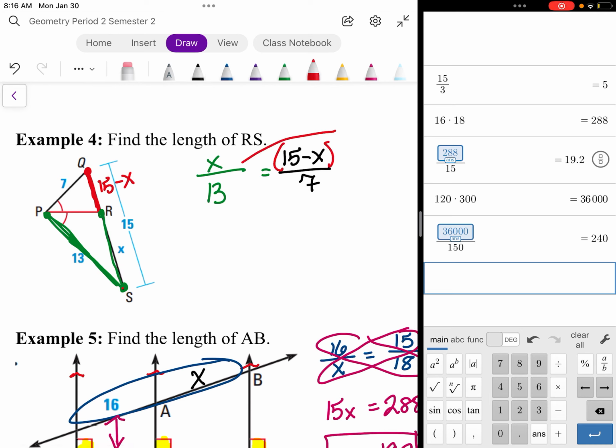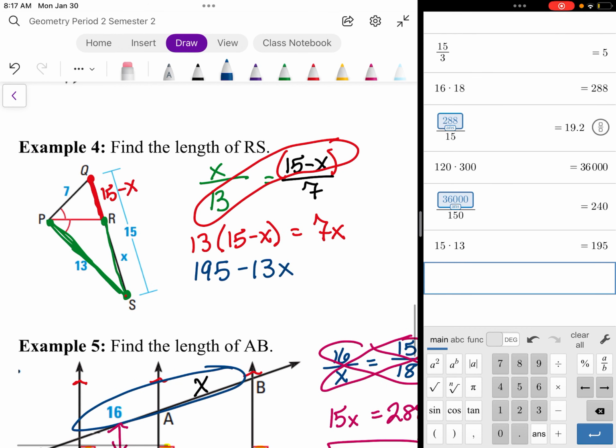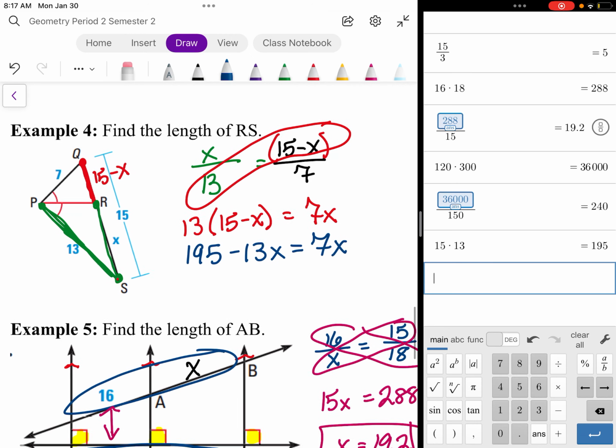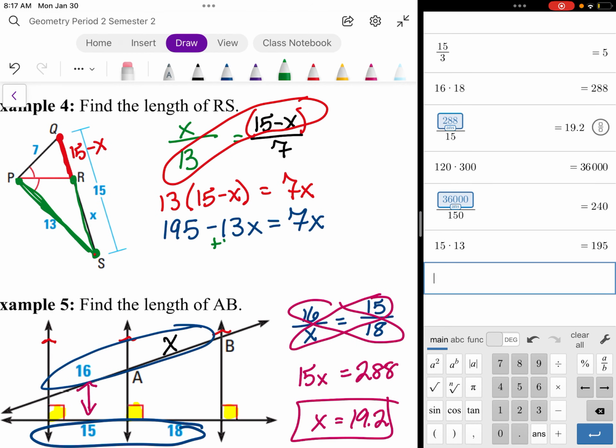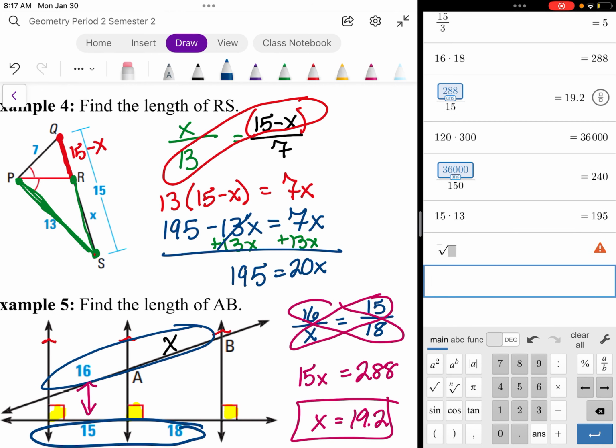Once you get here, we're going to cross multiply. Don't forget your parentheses when you have more than one term, so you don't forget to distribute there. So if we take 15 times 13, we're going to get 195 minus 13x equals 7x. Then I'm going to add 13x to both sides, and then divide by 20.